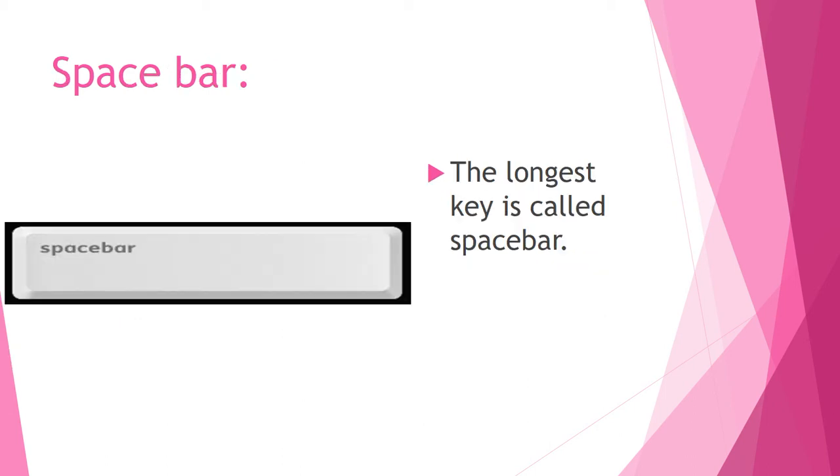Next is the space bar. The longest key on the keyboard is the space bar. The space bar on the keyboard is black. We press the space bar when we want to put a space between words. If we do not put space between words, the paragraph will be difficult to read.